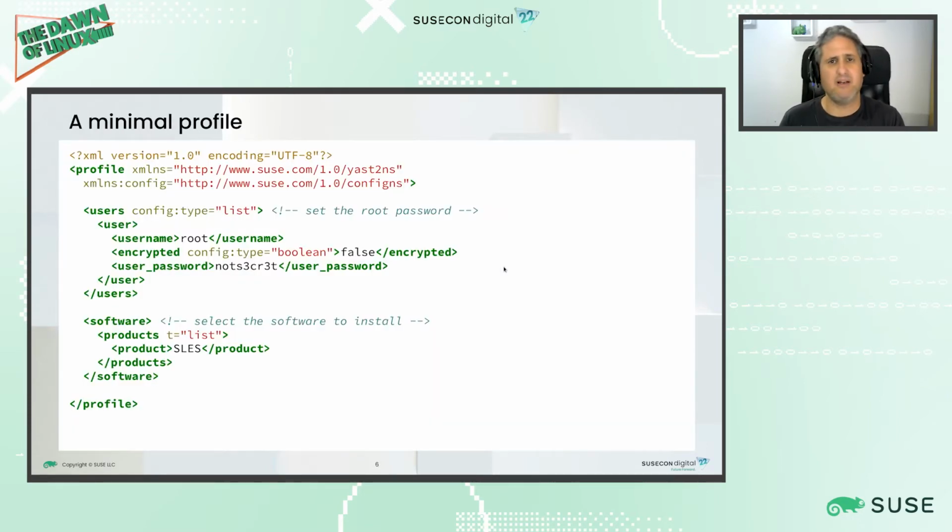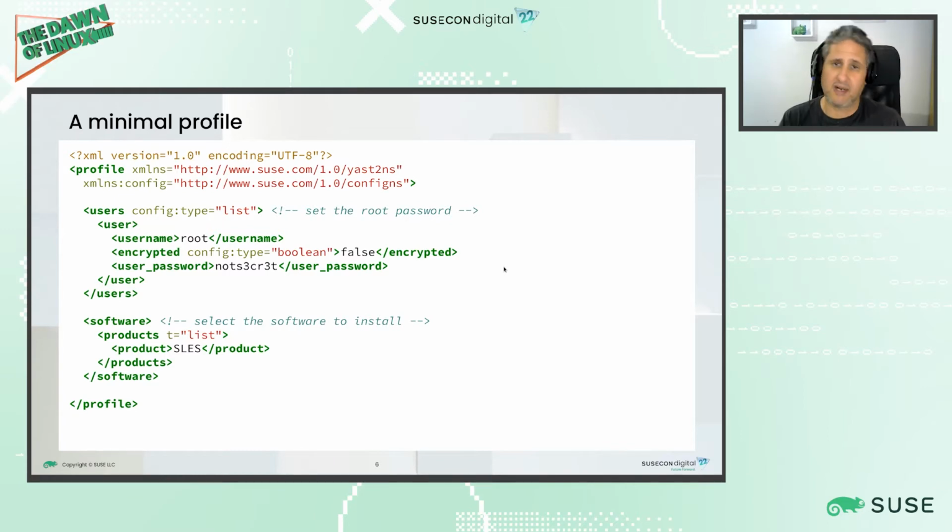Let's have a look at a simple, minimal profile. You can see that this profile has two different sections. One is for users. We are defining the root user, so we can set a password for the root user. And in the second section, the software section, we are just selecting which product we should install. In this case, it's SUSE Linux Enterprise Server. This profile is rather minimal, but AutoYaST is going to perform the partitioning. It's going to install the bootloader, and a lot of stuff which is not mentioned here.